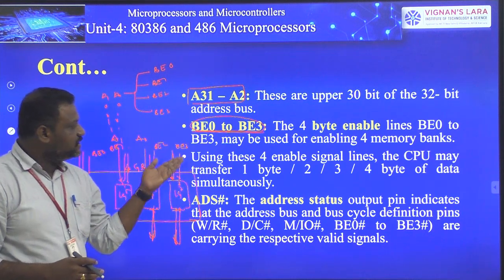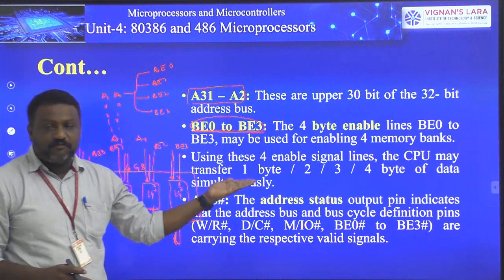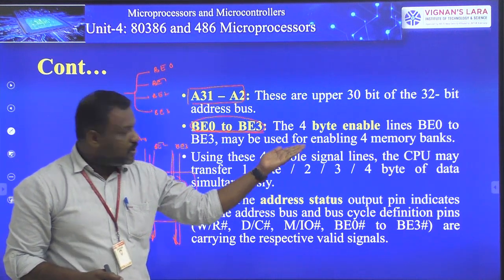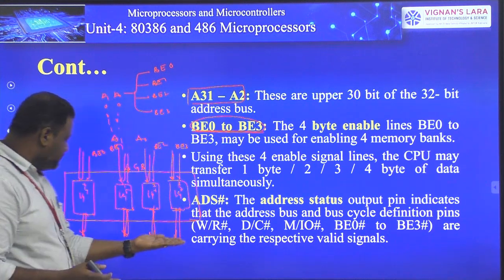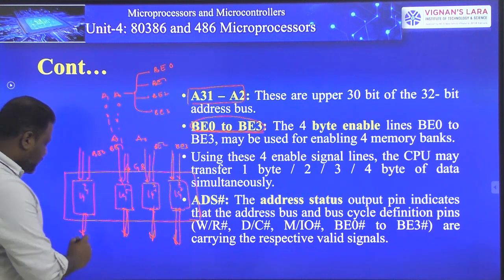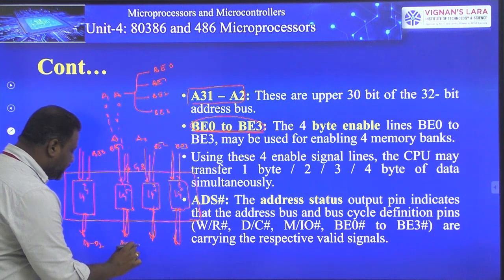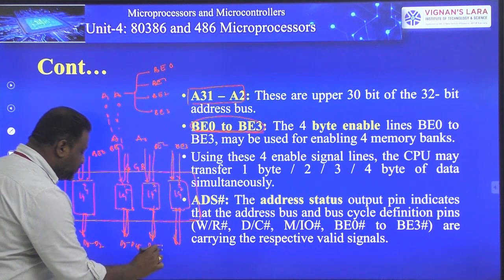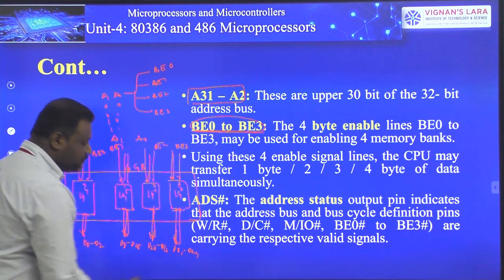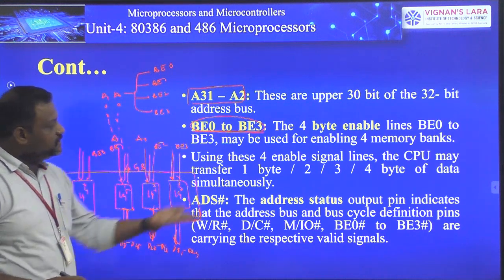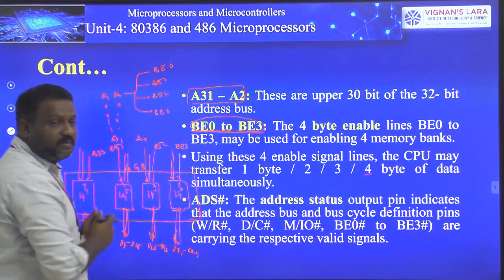So that I mentioned here. Using these 4 enable signals, the CPU may transfer 1 byte or 2 bytes or 3 bytes or 4 bytes of data simultaneously. That is possible because here we can use the data lines. Here I can connect D0 to D7, here D8 to D15, here D23 to D16, and here D31 to D24. So by enabling all, I can read 4 bytes at a time from these memory banks.